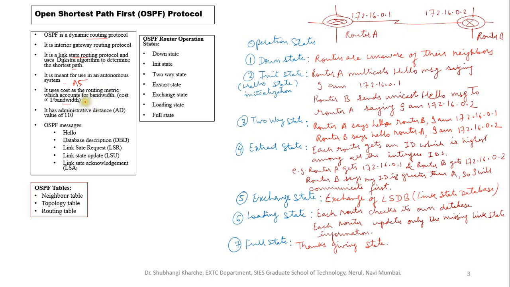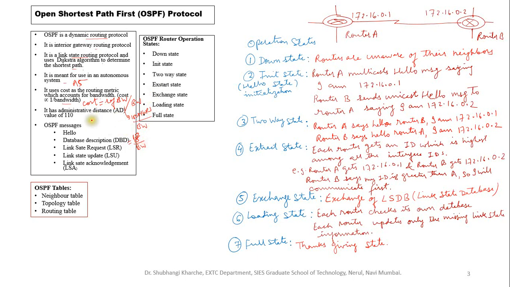Actually, the link cost in the OSPF routing protocol is calculated as the reference bandwidth divided by the outgoing interface bandwidth. The reference bandwidth is the bandwidth of the Fast Ethernet interface, which is 100 Mbps, and the denominator is the bandwidth of the outgoing interface on the router. 100 Mbps is nothing but 10 raised to 8. So the cost metric for a link becomes 10 raised to 8 divided by the bandwidth of the outgoing interface.